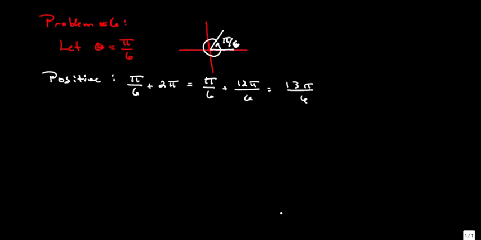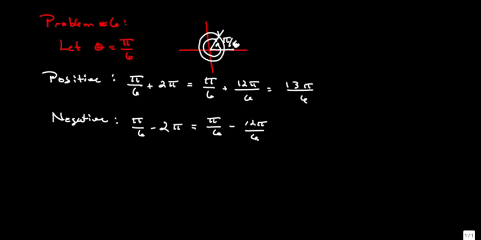Now to find the one that's negative, I'm going to go the reverse way. So the negative angle goes this way, so we want to subtract 360 from it. So pi over 6 minus 2 pi. So that's pi over 6 minus 12 pi over 6, which is negative 11 pi over 6. And those are your two angles that are coterminal with our theta value.